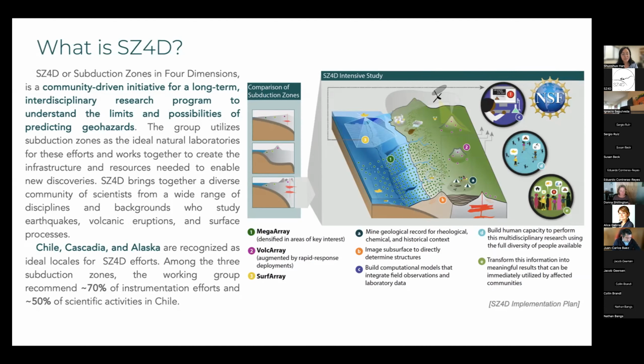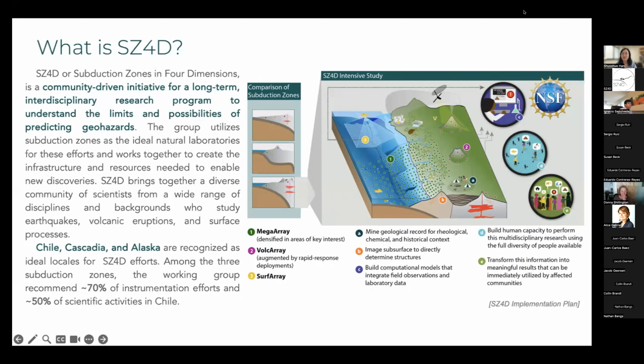And the SZ4D efforts include both instrumentation and scientific activities. The working group recommends 70% of instrumentation efforts and 50% of scientific activities in Chile. So Chile is really the main study site for SZ4D. As you can see from this figure, I don't know if you can see my cursor? Okay.